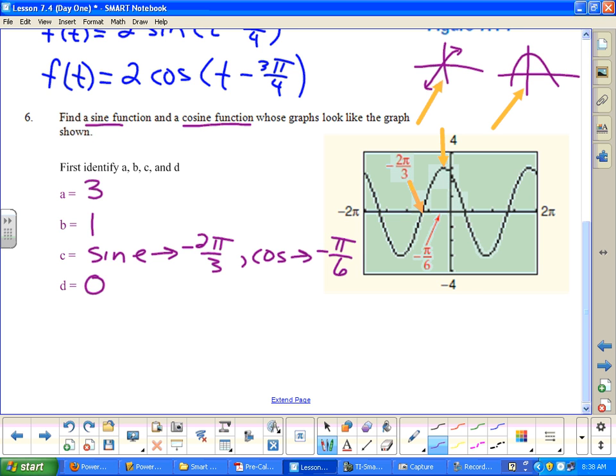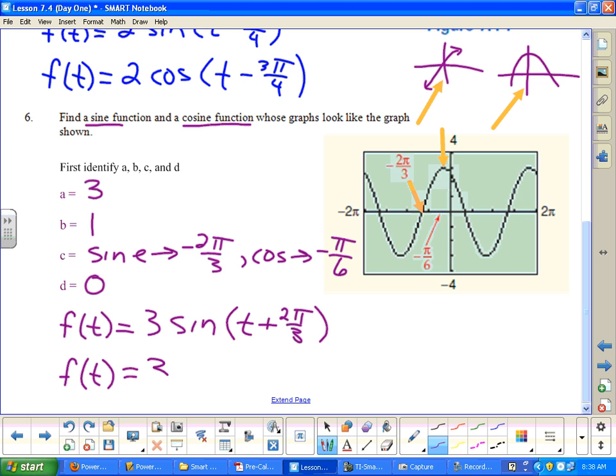So we have f of t equals 3 sine of t plus 2 pi over 3, and 3 cosine of t plus pi over 6. Okay, so I'm just looking for when it goes up.